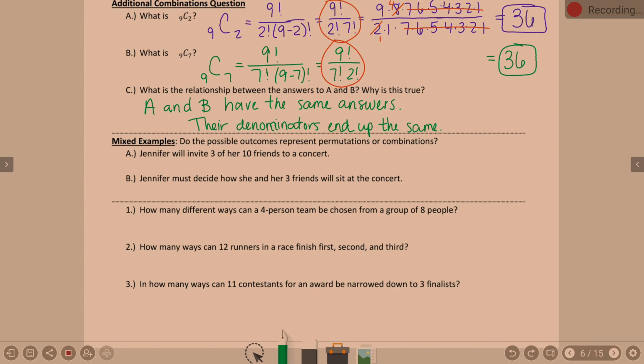Does order matter? No. Does it matter which order she invites those 3 friends? No, it just matters, are you one of the 3 friends that got invited, right? That's essentially what matters. Okay, so this is a scenario where I'm going to say order does not matter. It didn't say we were trying to arrange her friends in groups or anything. And so this is a combination.